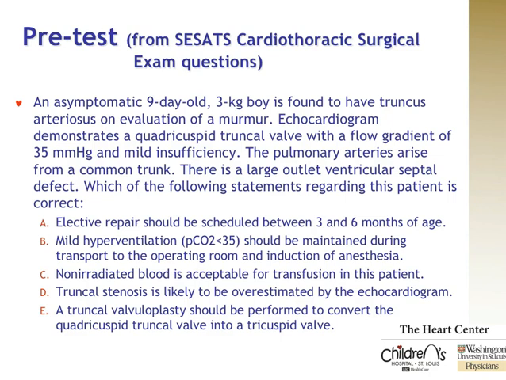A. Elective repair should be scheduled between 3 and 6 months of age. B. Mild hyperventilation, down to a PCO2 under 35, should be maintained during transport to the operating room and induction of anesthesia. C. Non-irradiated blood is acceptable for transfusion in this patient. D. Truncal stenosis is likely to be overestimated by echocardiogram. Or E. A truncal valvuloplasty should be performed to convert the quadricuspid truncal valve into a tricuspid valve. We'll come back to this question at the end of the talk.